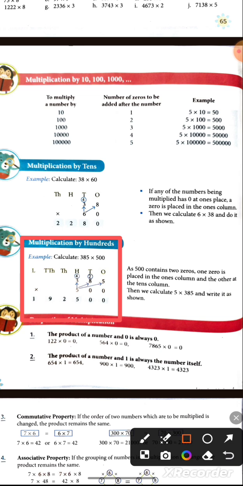For example, 5 into 5 is equal to 25. 5 into 8 is equal to 40. Plus 2, it will become 42. 5 fours are 20, hmm, 5 threes are 15 plus 4 is equal to 19. I hope you all have understood it.